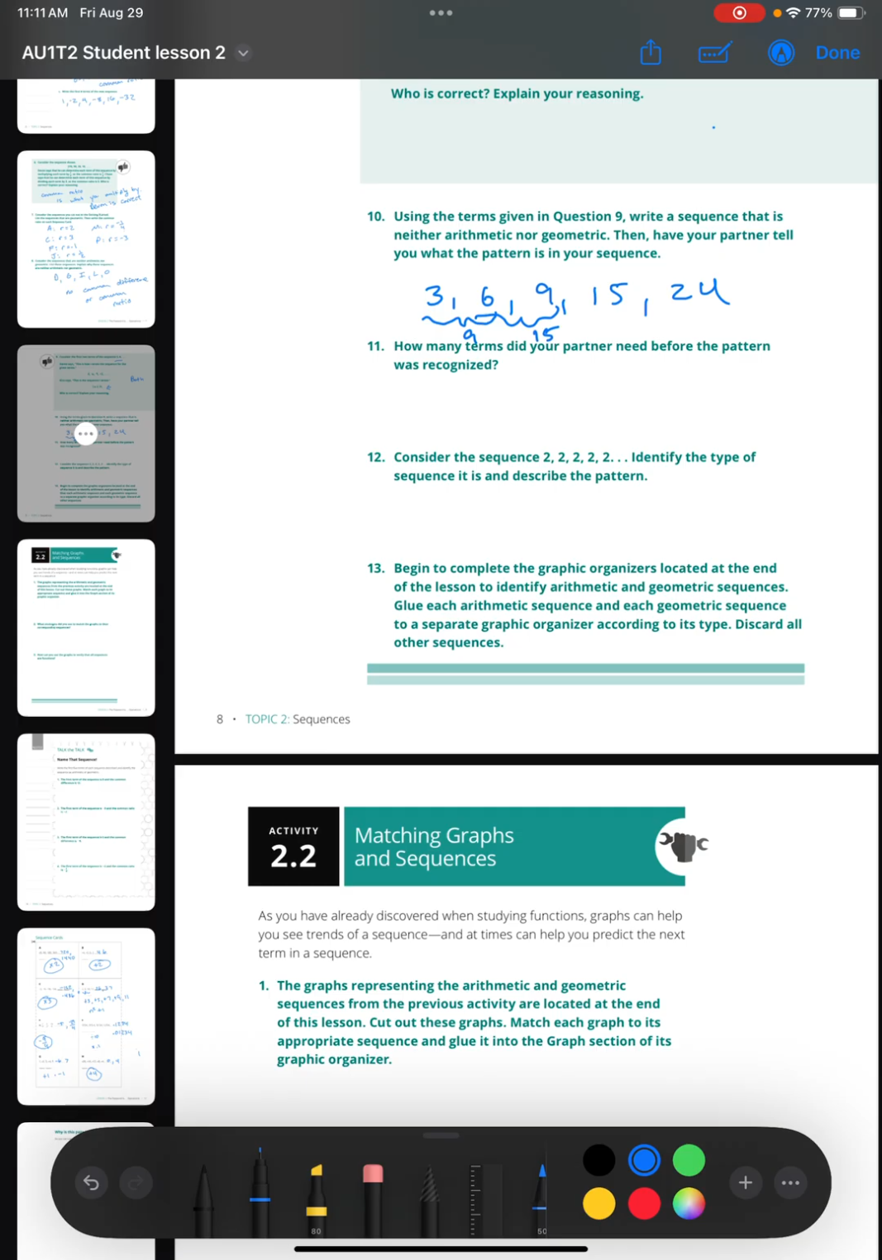12, consider the sequence 2, 2, 2, 2, 2. Identify the type of sequence. Okay, it could be both. If it's arithmetic, you could say it's adding 0. Common difference is 0. If it's geometric, I could say that it is multiplying times 1. And that would also work. So again, that sequence, even given unlimited terms, we could call it either arithmetic or geometric, and be able to be both of them correct.